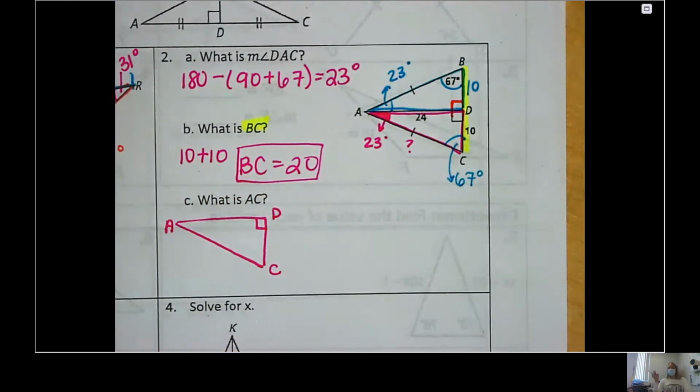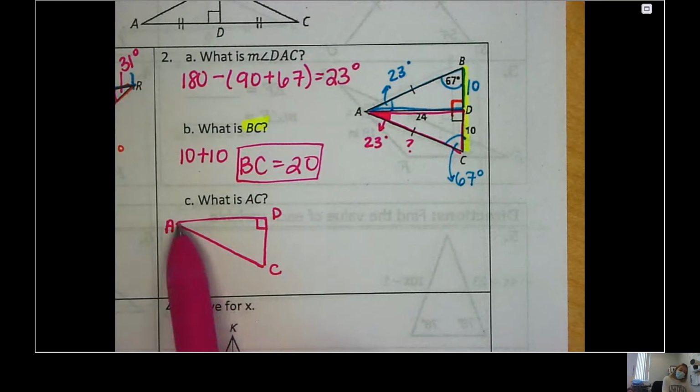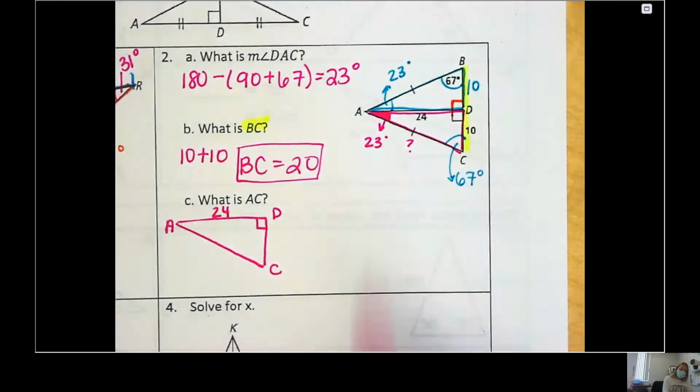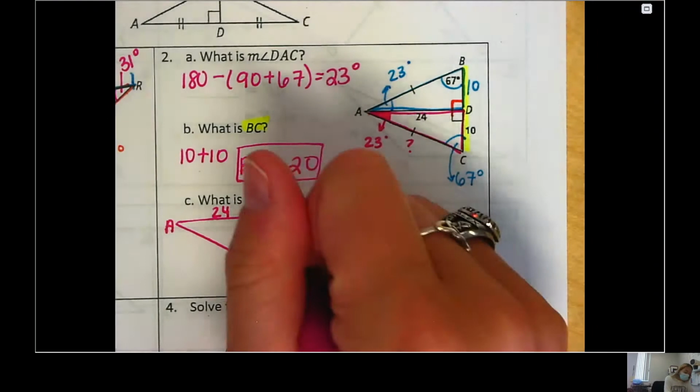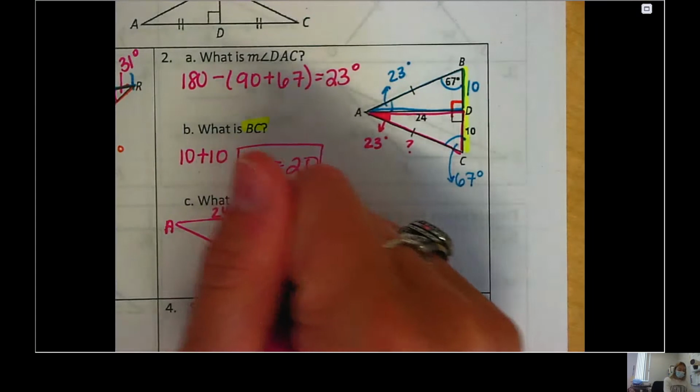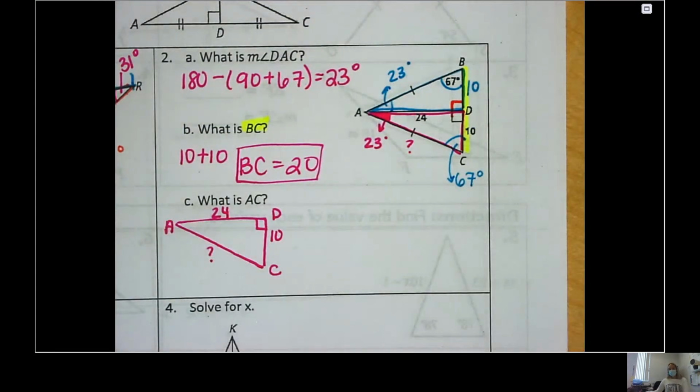All right, so I'm going to ignore the top blue one. I'm just going to look at the bottom one. I already know this side AD is 24. And I know this side DC is 10. I want to figure out this side AC over here. Now, this is a right triangle because there's a right angle in it.